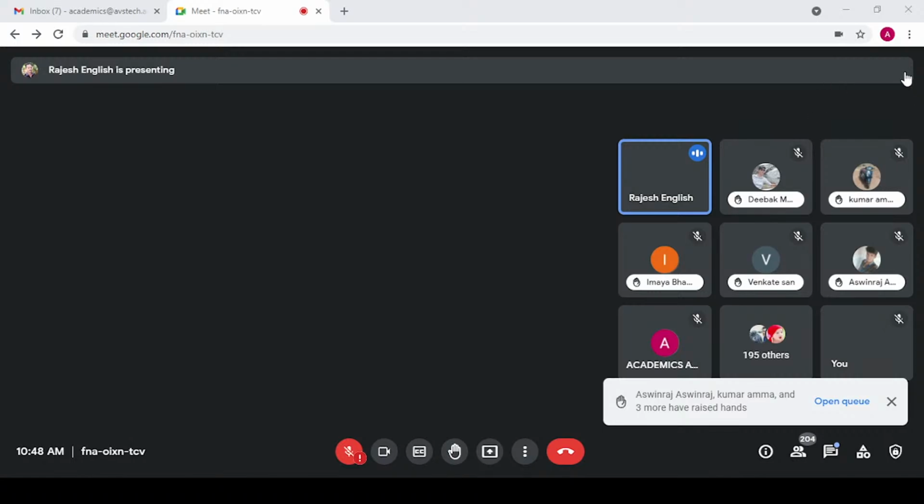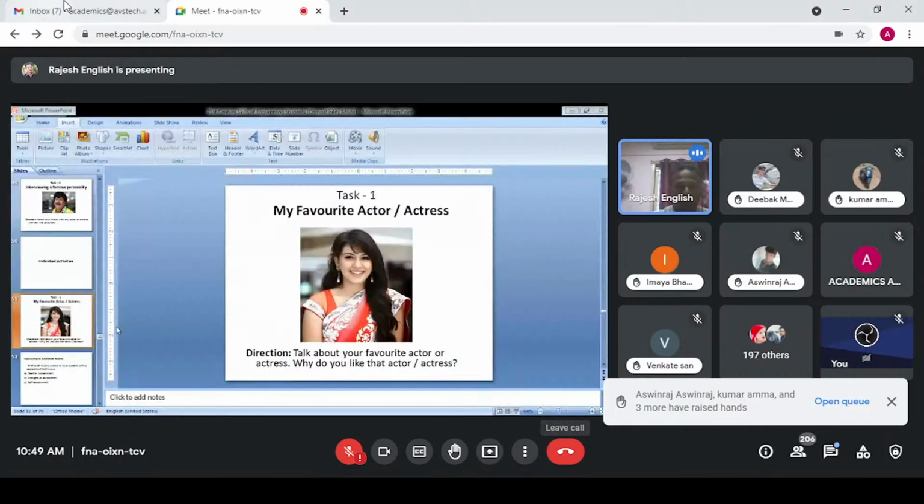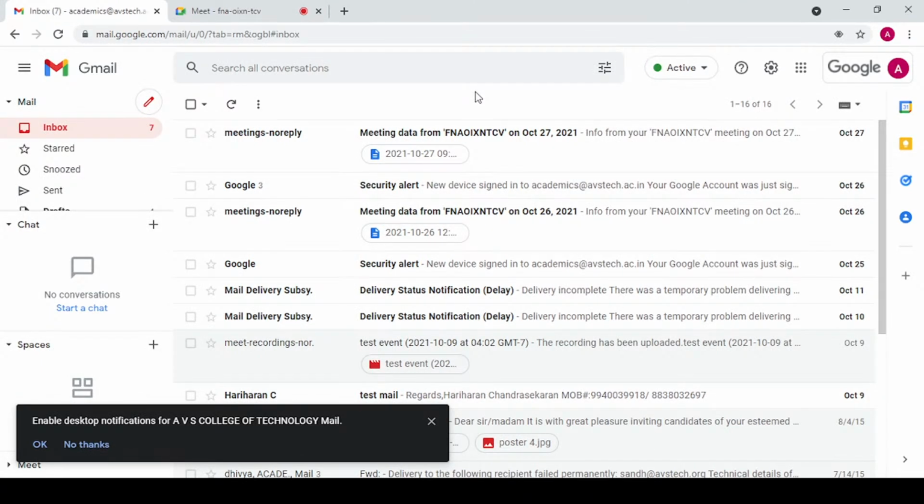Then individual tasks: individually they have to speak, talk about your favorite actor or actress. Such activities, such as talking about the recent developments in nanotechnology, like that. So if you are giving new topics, new things, they'll be able to talk a lot.